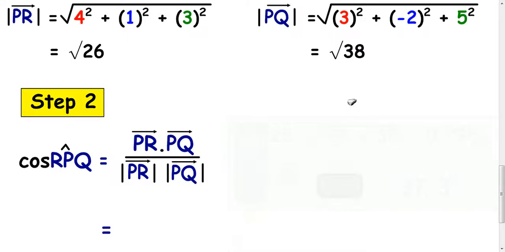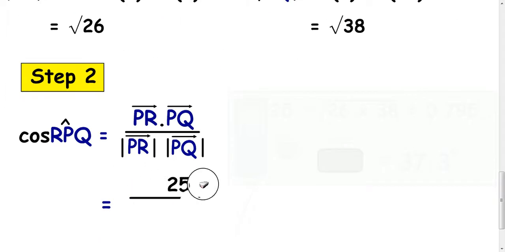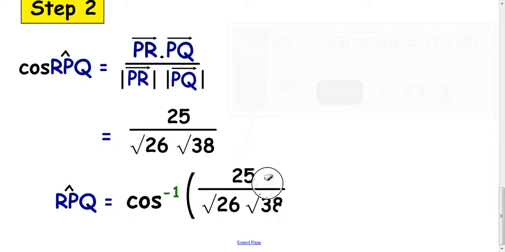And finally what we have to do is feed all this information into your formula. Remember, this formula is derived from the formula sheet. The formula sheet gives most of it. You just need to do a wee bit of rearranging, a wee bit of dividing to get this. Right, so PR.PQ is 25. The magnitudes are root 26 and root 38. Now, to get our angle, which is the question, we basically have to inverse cos all of this. 25 divided by root 26 multiplied by root 38.